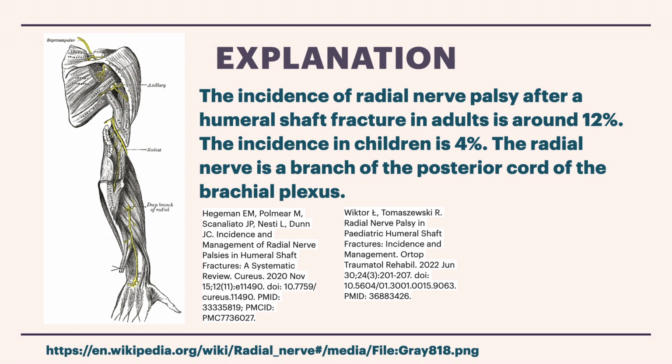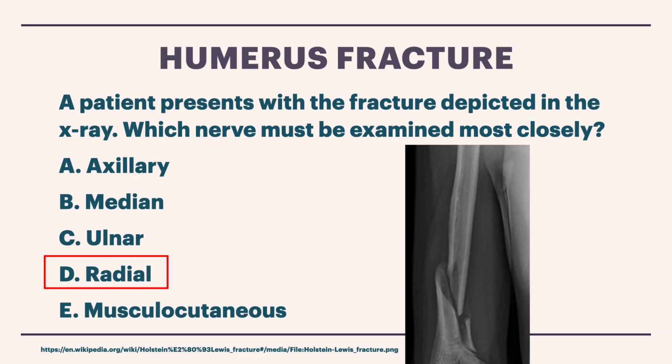It basically goes in an area called the spiral groove, and that is a notch basically in the bone of the posterior humerus. So it is almost in direct contact with the bone there. Hence, due to the nerve being in close proximity to the humeral shaft, it is often injured with humeral shaft fractures. So the answer to the question is D, radial nerve.